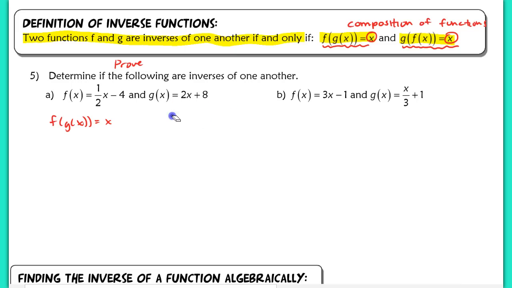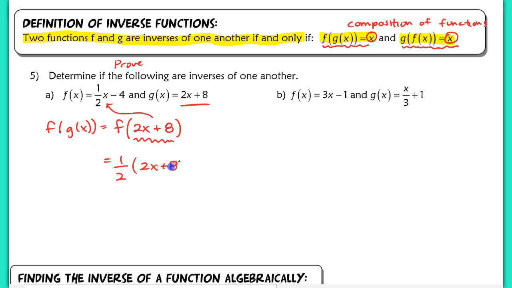So let's start with showing f of g of x. So I'm going to use the notation f of g of x. So remember, that means that you're taking the function f and you're inputting g of x into that. So f of 2x plus 8. So we know from before that all this means is you're inputting this in for the x here. So this is going to turn into 1/2 times 2x plus 8 minus 4. If I multiply this out and simplify here, I have x plus 4 minus 4, which is indeed x. So that means f of g of x is equal to x. So I'm just bringing this side down here.